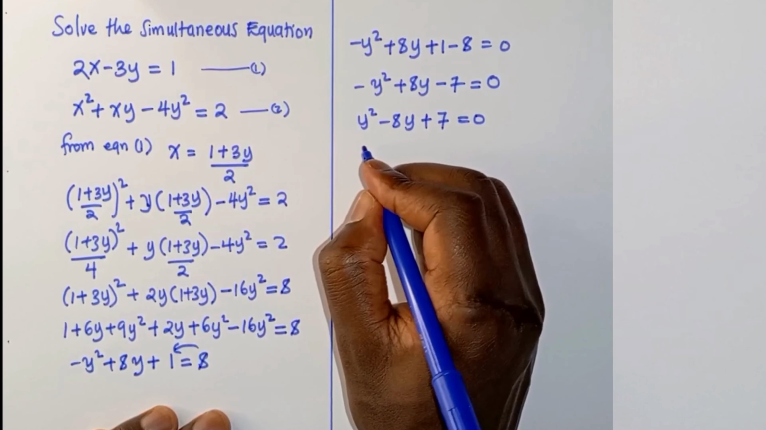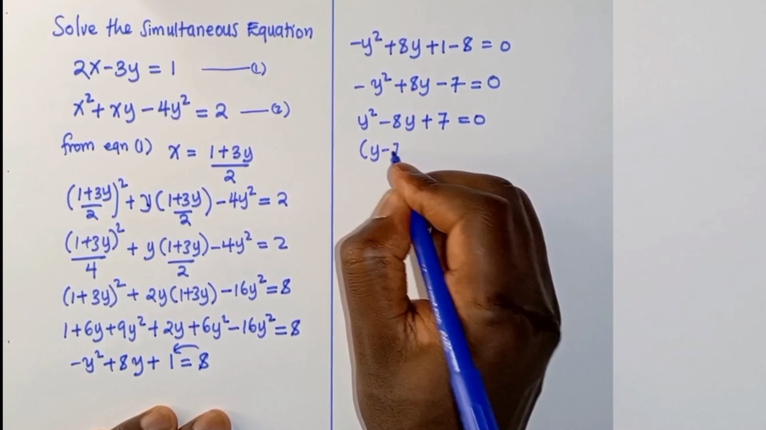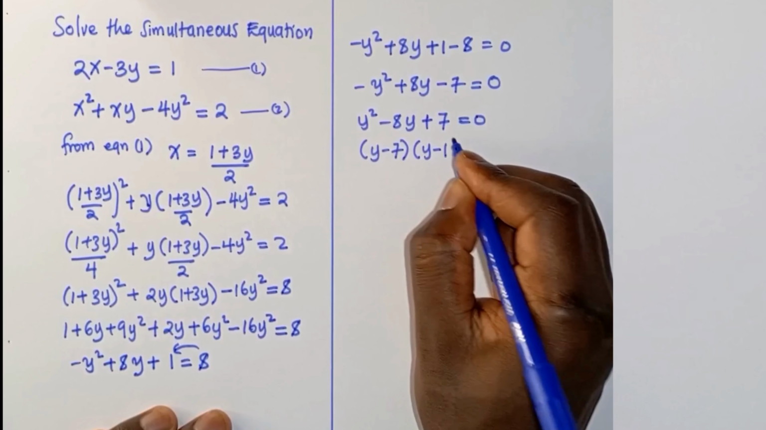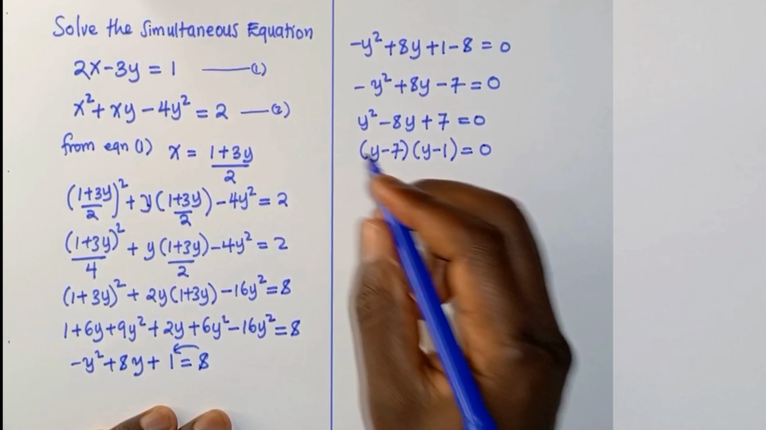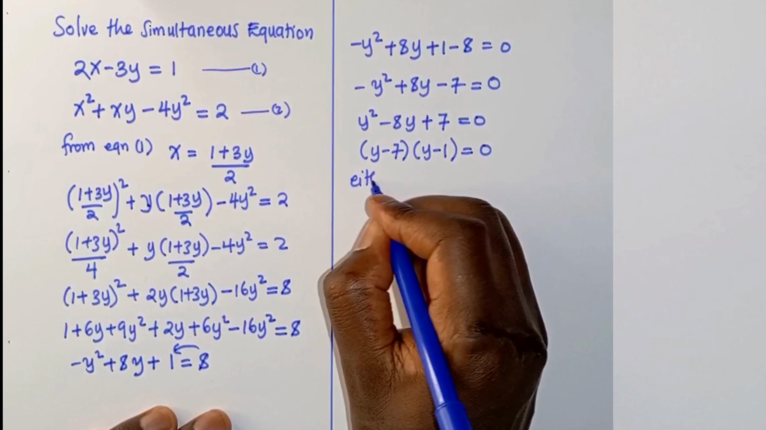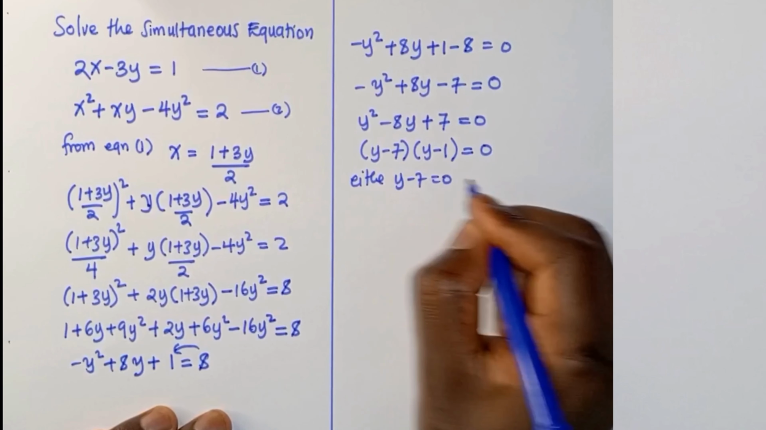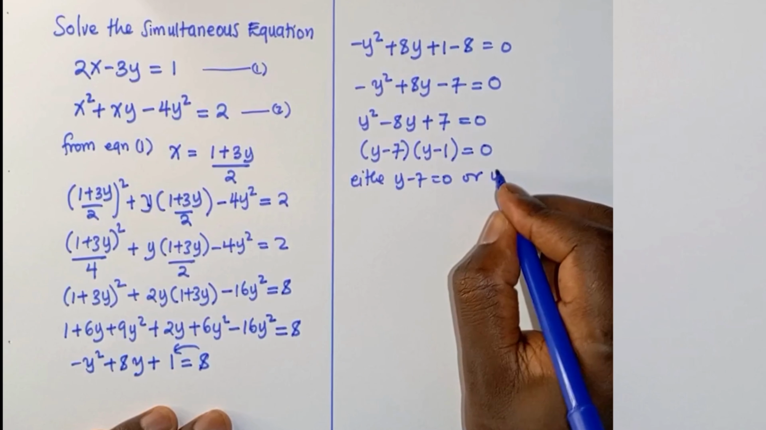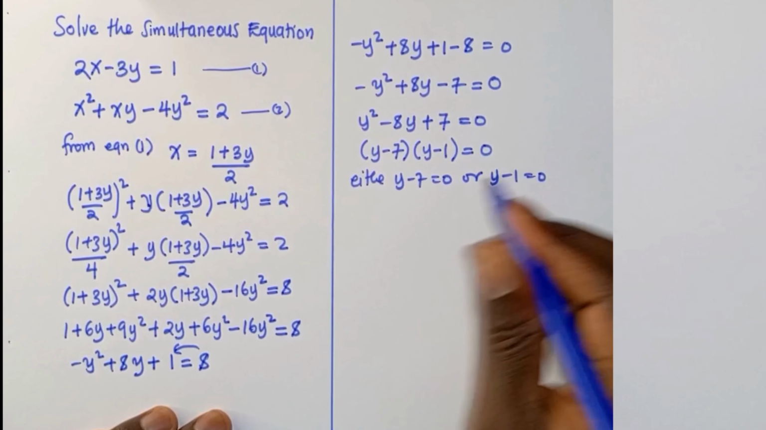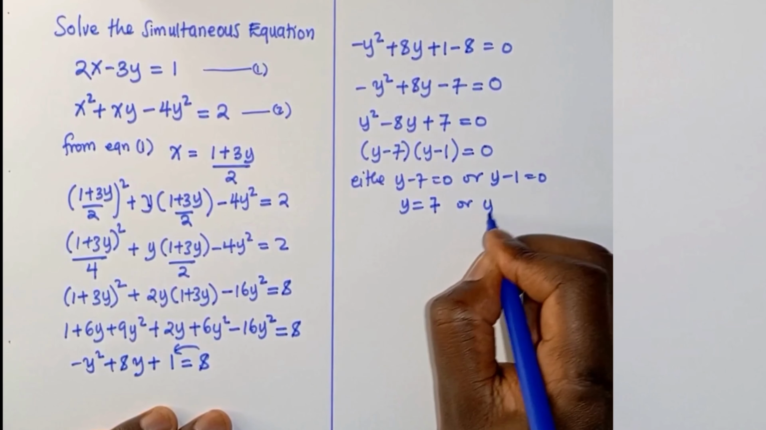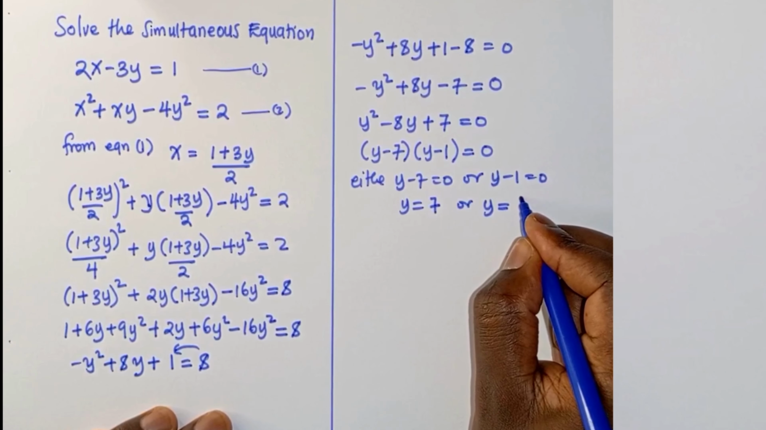Now, using any method of solving the quadratic equation, I used factorization, we have (y minus 7) into (y minus 1) is equal to 0. So either y minus 7 is equal to 0 or y minus 1 is equal to 0. So our y is equal to 7 or our y is equal to 1.